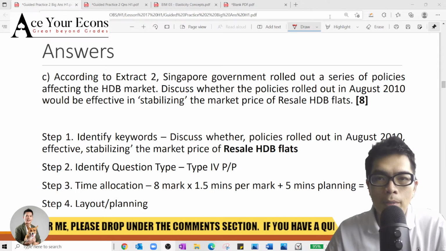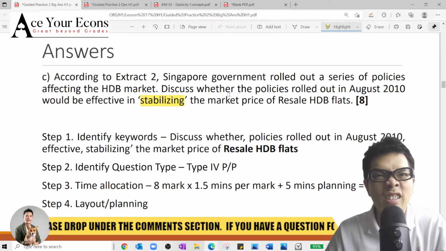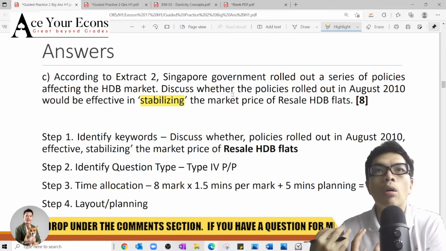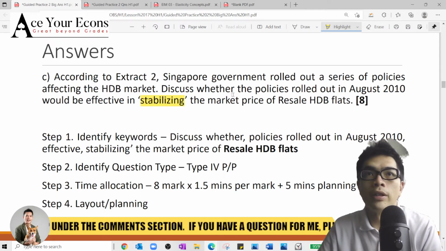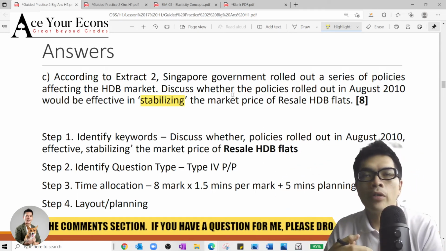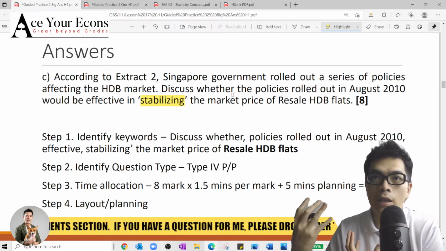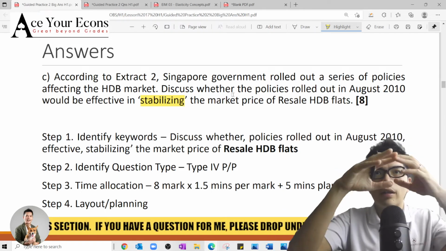Alright, so number one, just now someone was texting me, how do we interpret stabilize? Stabilize means to lower the price of resale HDB price. Earlier on, we've seen that prices are going up, so that's the only way to stabilize price. You also have to look at the context of the extract and look at things as a whole.